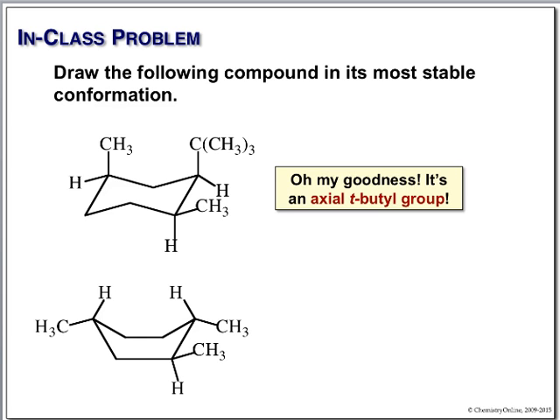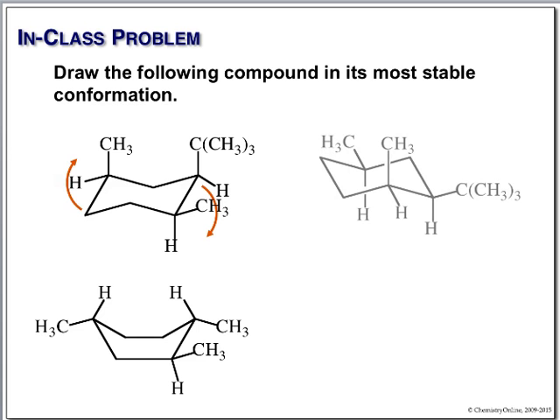So go ahead and draw your framework. Put in the axial equatorial bonds for carbons 1, 2, and 4. And then fill them in. Tert-butyl will be equatorial. This methyl will be axial. This one will be equatorial. Our tert-butyl group here is now equatorial. The methyl here on this carbon is now axial. The methyl on this carbon is now equatorial.